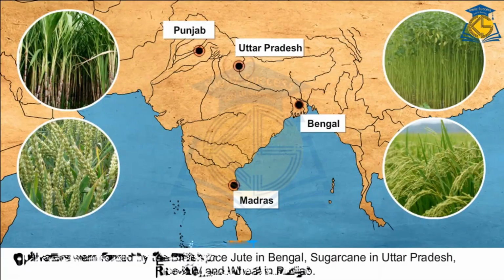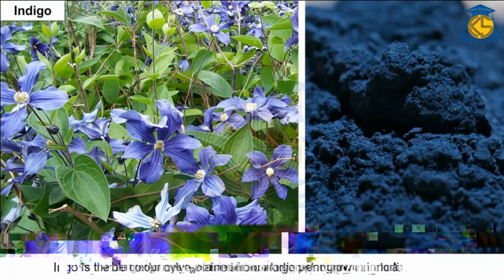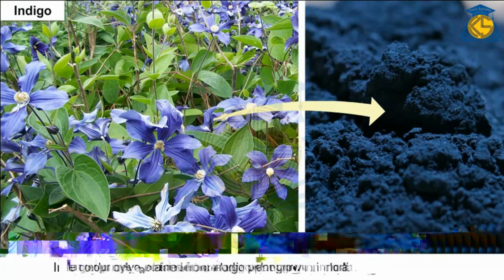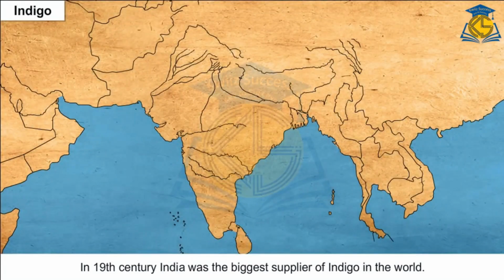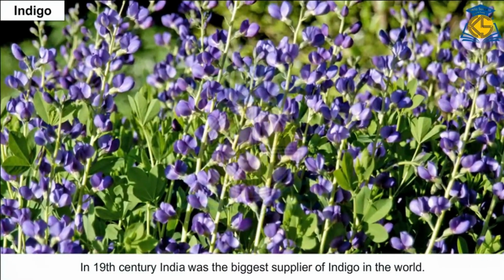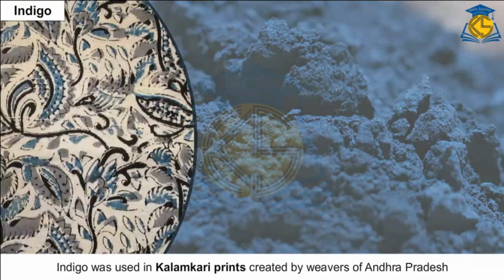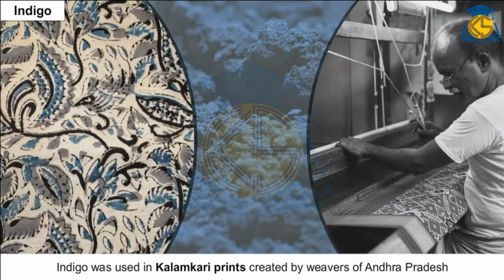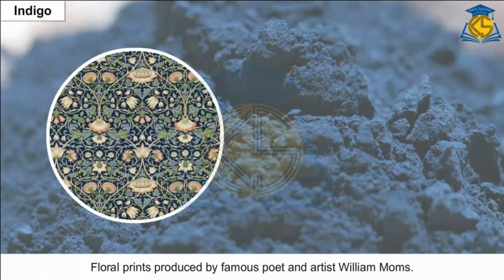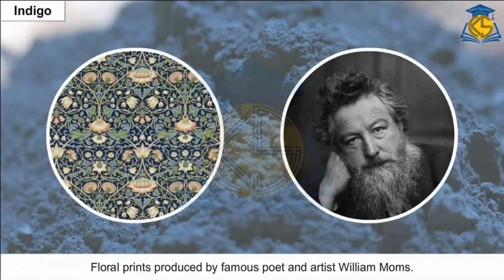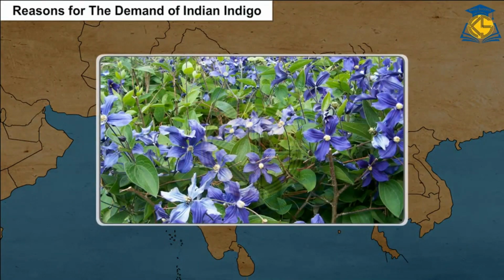Indigo. Indigo is the blue color dye obtained from the indigo plant grown in India. In the 19th century, India was the biggest supplier of indigo in the world. Indigo was used in kalamkari prints created by weavers of Andhra Pradesh, and floral prints produced by the famous poet and artist William Morris. Reasons for the demand of Indian indigo.